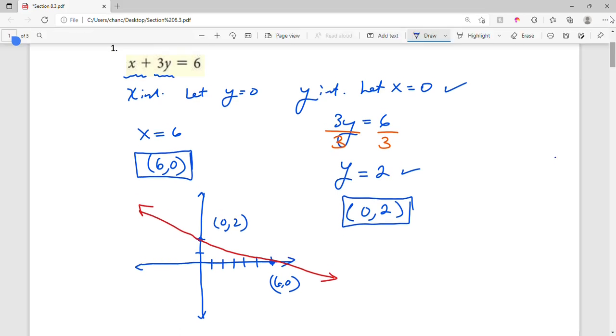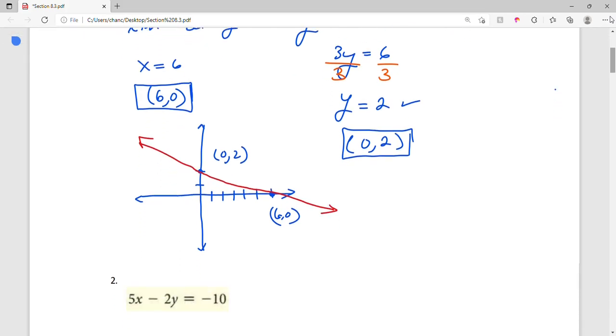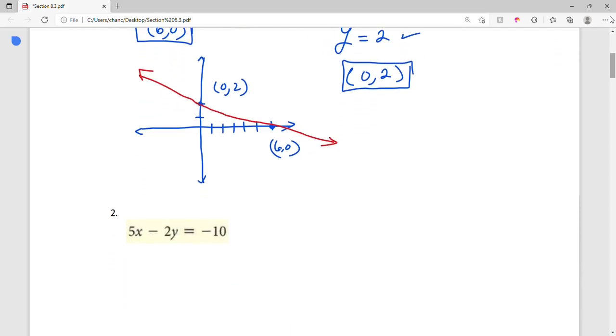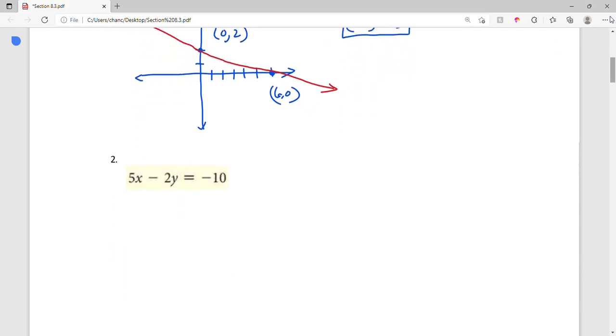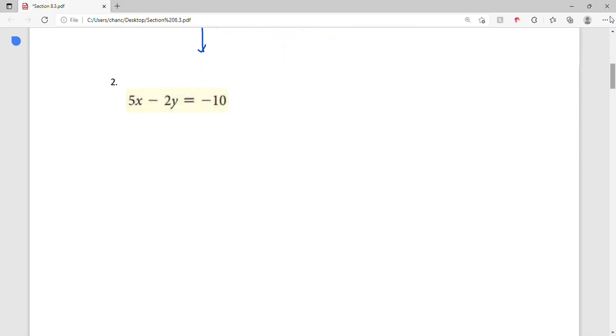Let's try it again for example 2. At any point, if you want to try these examples, please do so. Pause the video and try it on your own. In example 2, I am going to find the x-intercept. And remember, to find the x-intercept, you let y be equal to 0. Let y be equal to 0.